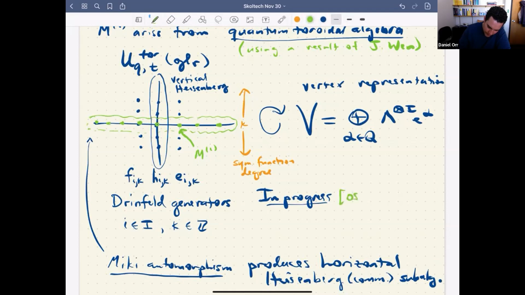Okay. So I'll just say, to finish, what we're doing with Josh is we're trying to push this further and get higher Macdonald, wreath Macdonald operators.